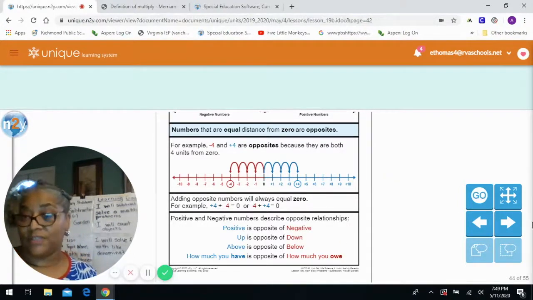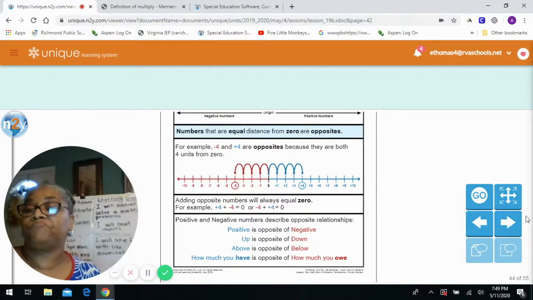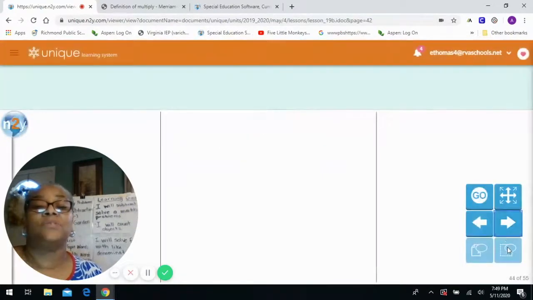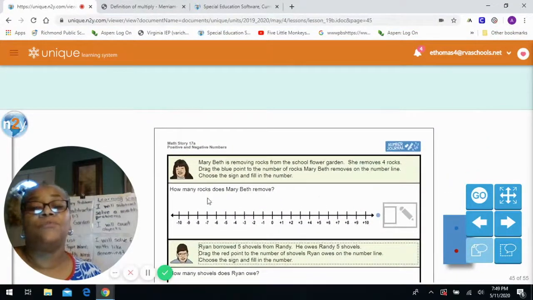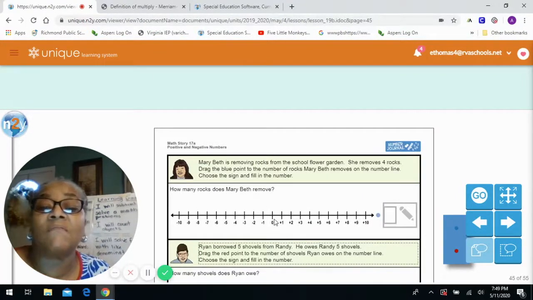All righty, so let's see what's gonna happen. We're gonna solve some things here. All right, so here you're going to be using the number line. Where's our 0? This is our 0, and see the negative, the minus sign? This is the negative side. This is the positive side. So Mary Beth is removing rocks from the school flower garden. She removes 4 rocks. So we're going to drag the blue point.